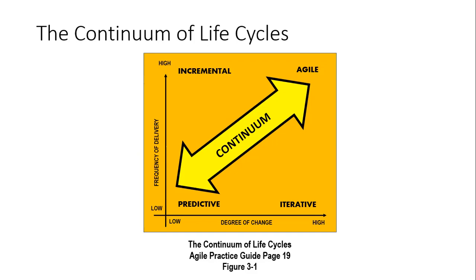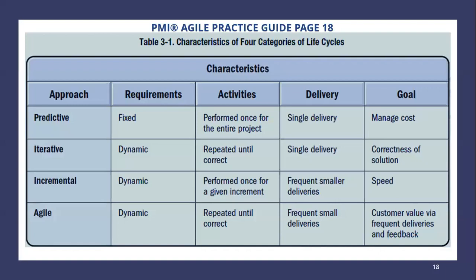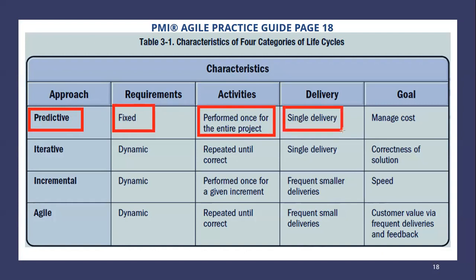It's table 3-1. And this is what table 3-1 looks like. On table 3-1, you can see all of the methods we just looked at represented. We have a predictive approach to project management, which is plan-driven. The requirements, of course, are fixed. Can they change? Yes, they can, but it has to go through very heavy change control. The activities are performed once for the entire project. The delivery is a single delivery at the end, and our goal, you know, is to manage costs. That's why we have heavy change control.